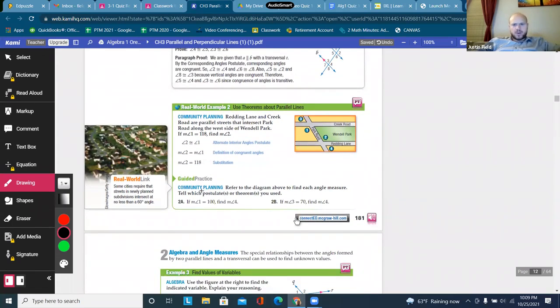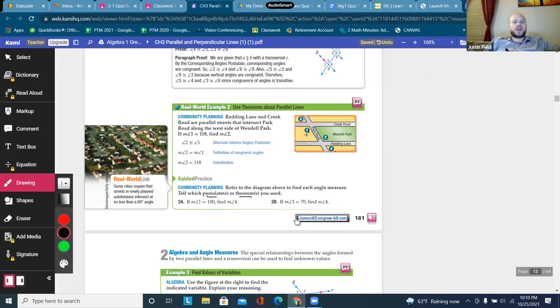So we can use this in real life here. Community planning. Refer to the diagram above for each angle measure. Tell whether the postulate or theorem is used. Oh, so in order to determine which postulate or theorem is used, we just need to know what the angle pair is. So angle 1 and angle 4. Well, that's a problem because they're not any of the angle pairs.